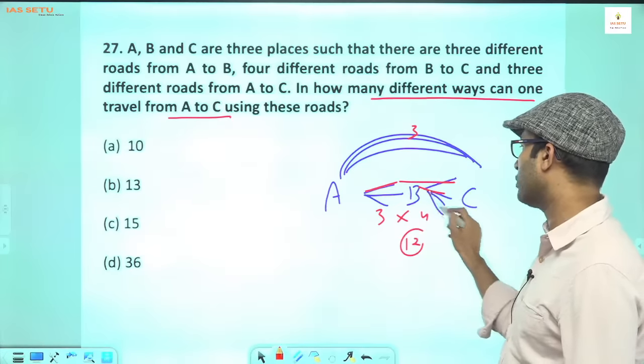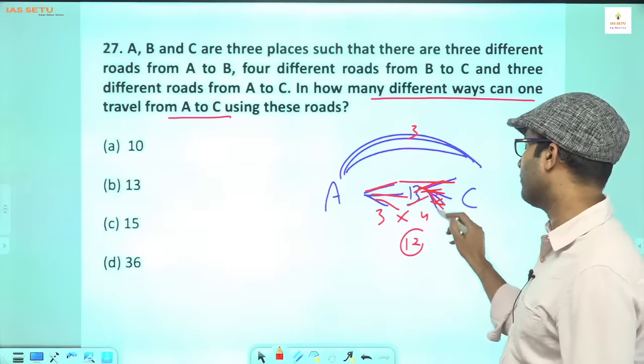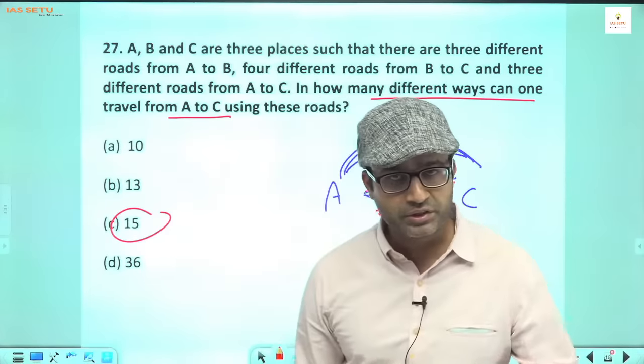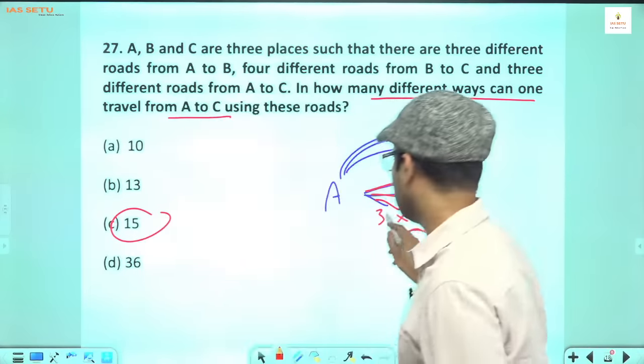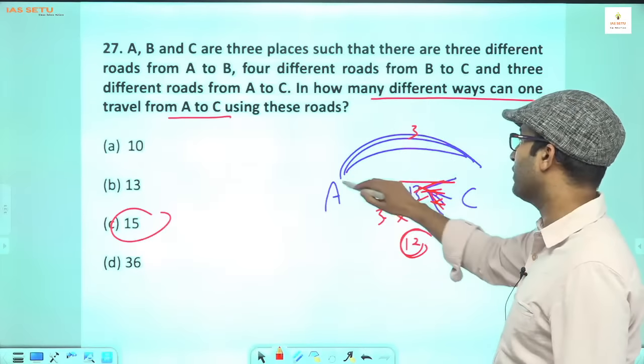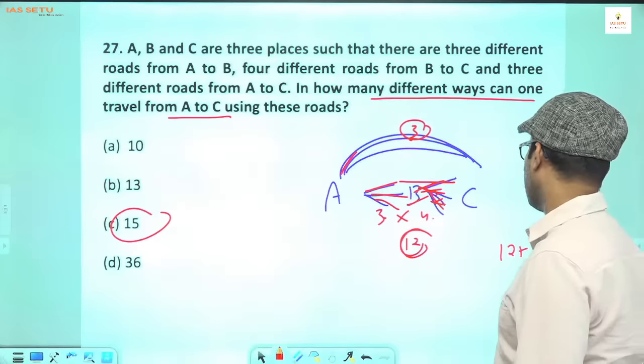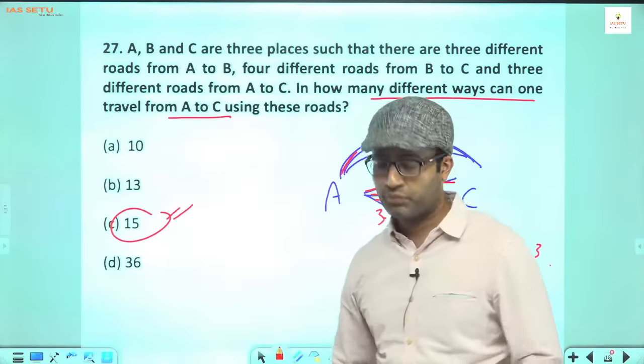If you are going by B you are taking 12 ways. If you go from here, 4; from here, 4; from here, 4, so it becomes 12, plus 3, 15 is the answer. A to B is 3, B to C is 4, multiplied it is 3 into 4, 12, and A to C directly there are 3, so these are direct ways. Your answer will be 12 plus 3, 15.